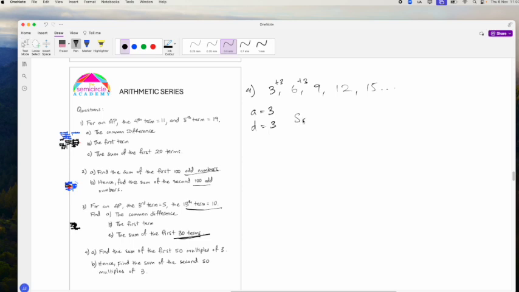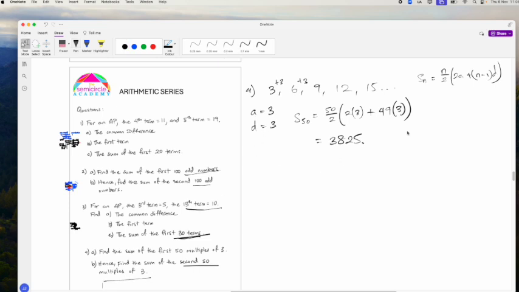So the sum of 50 is equal to n over 2, which is 50 over 2. And I'll just write it over here. Sn is n over 2 into 2a plus n minus 1 d. So we have n over 2 into 2 times a plus n minus 1 into d, 3825. Now we have to find the sum of the second 50 terms.